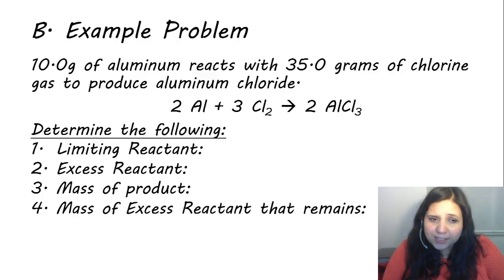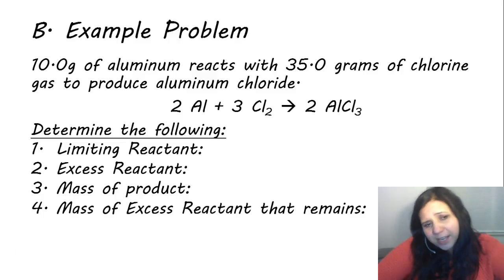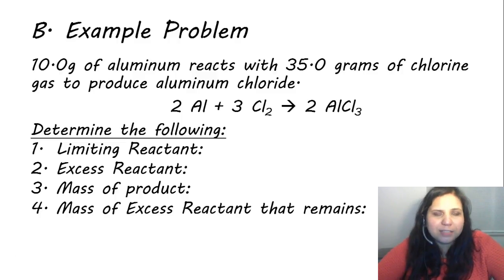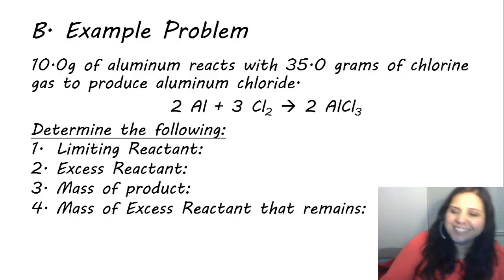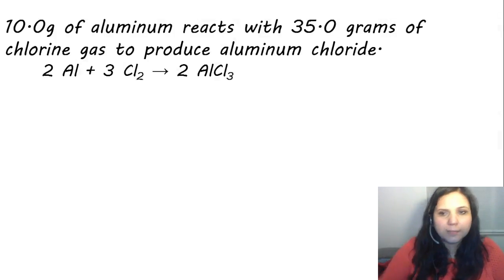We have 4 things to solve. We have to figure out what's the limiting reactant, what's the excess reactant, what's the most amount of product that we can make based on those, and how much extra reactant is left over. So here it is. 10 grams of aluminum reacts with 35 grams of chlorine to produce aluminum chloride, and the balanced chemical equation is given.